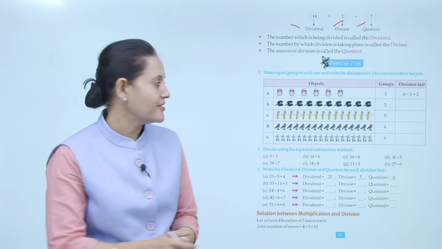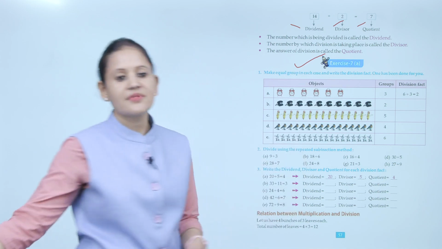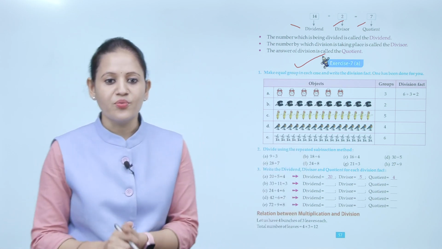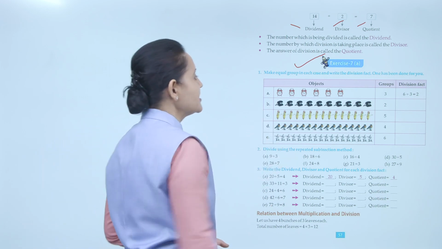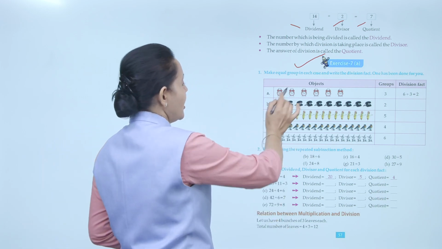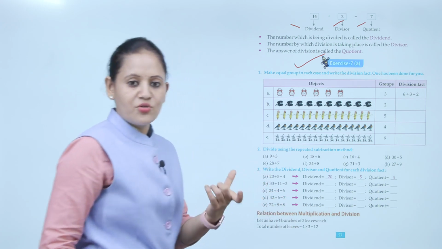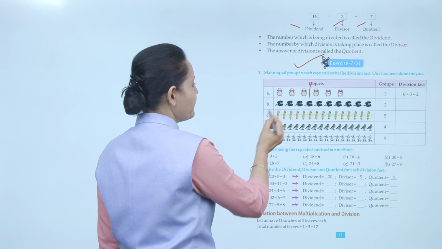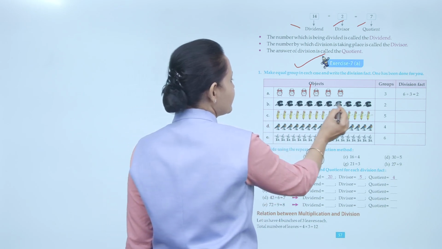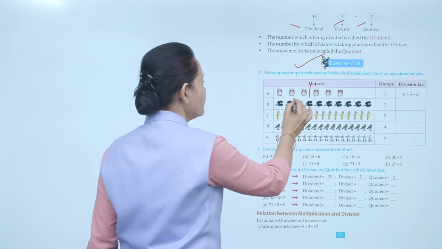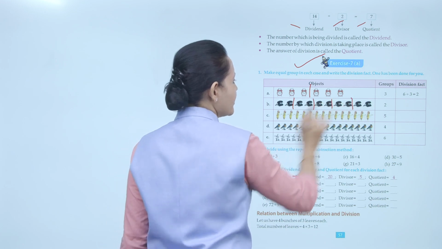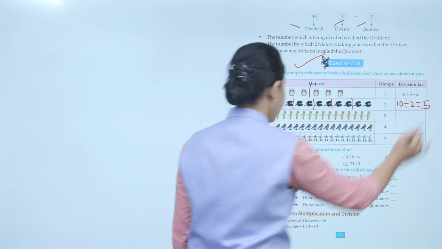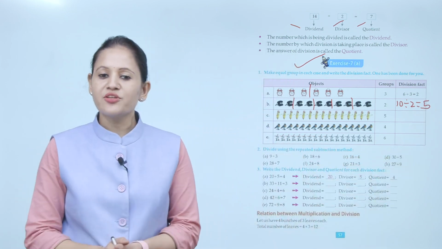Next is exercise 7a. Make the equal groups in each case and write the division fact. One has been done for you. So total number of objects is 6 and we have to make equal groups of 3. So we'll make 2. Like here 1, 2, 3, 4, 5, 6, 7, 8, 9, 10. We have to make groups of 2. So how many groups are there? 5. So 10 divided by 2 equals 5. Clear? Practice all the questions of this exercise.